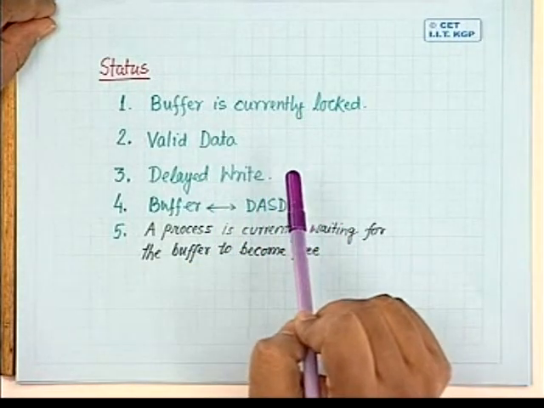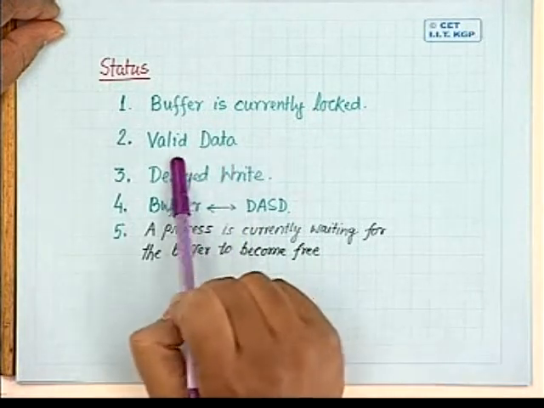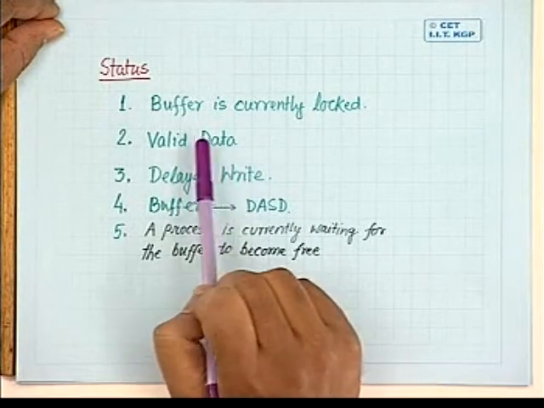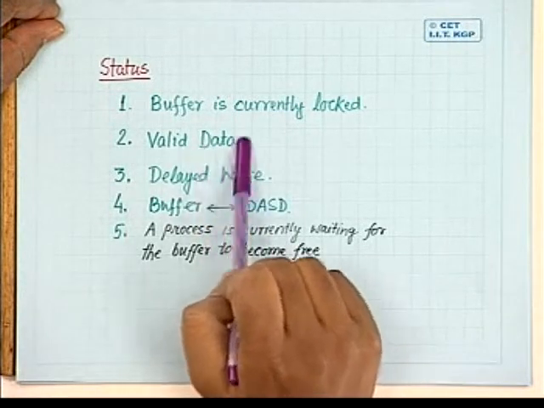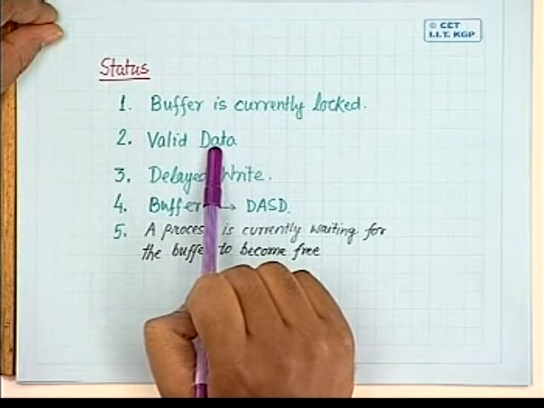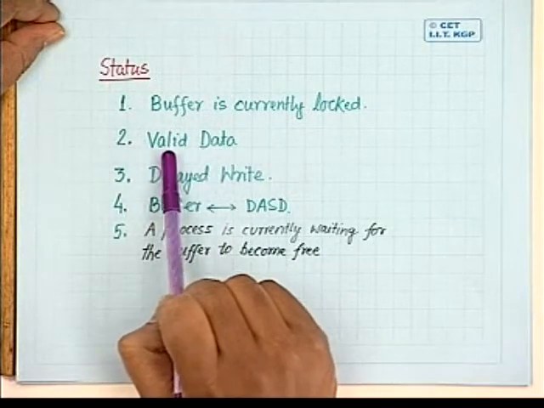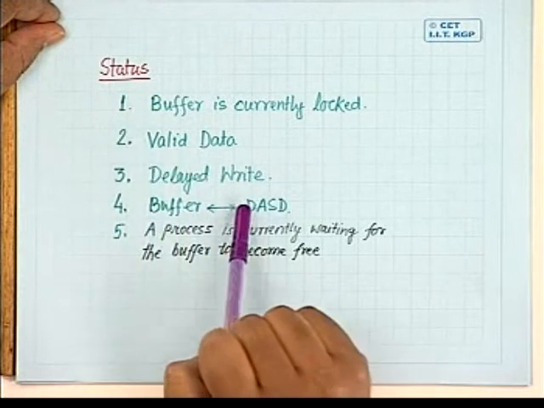Then the other information that can be contained in the status field is whether the data is valid or invalid. While processing, some process may find that the data contained in that buffer is invalid, it is not valid data. So whether the data is valid or invalid, that is also contained in the status field.